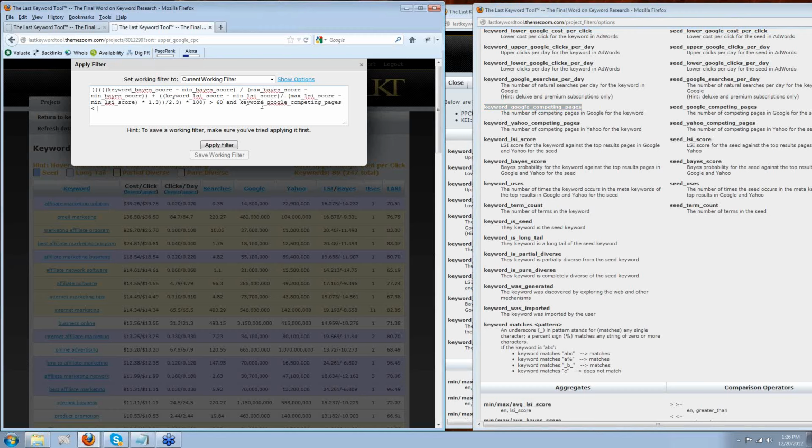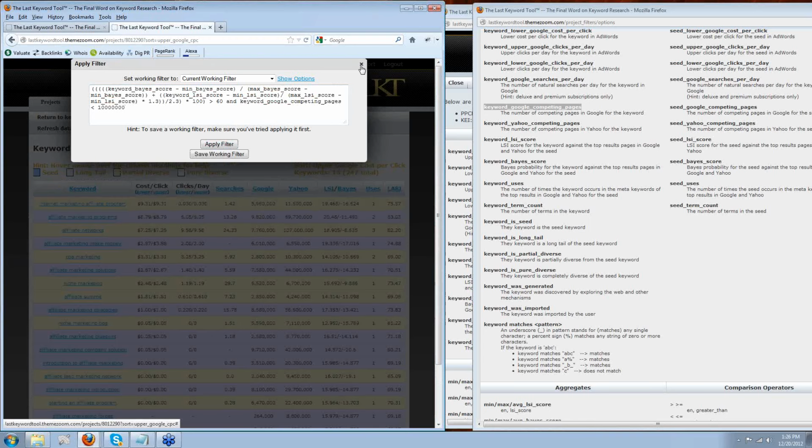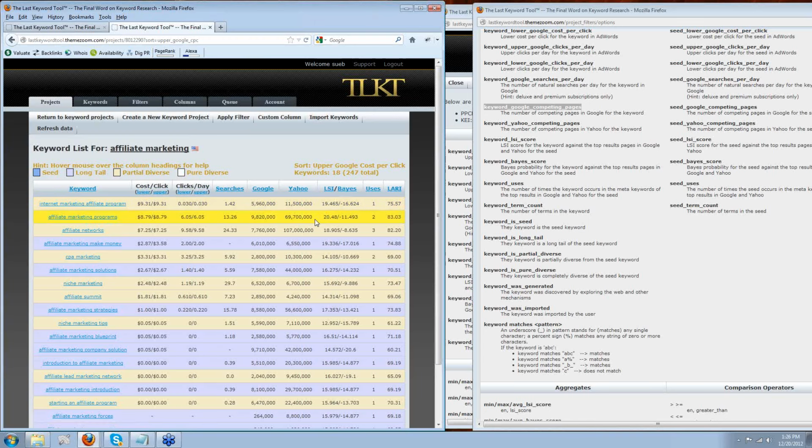Less than, what did I say? 10 million pages, something like that. This is broad match, so 10 million pages might not net you a whole lot.